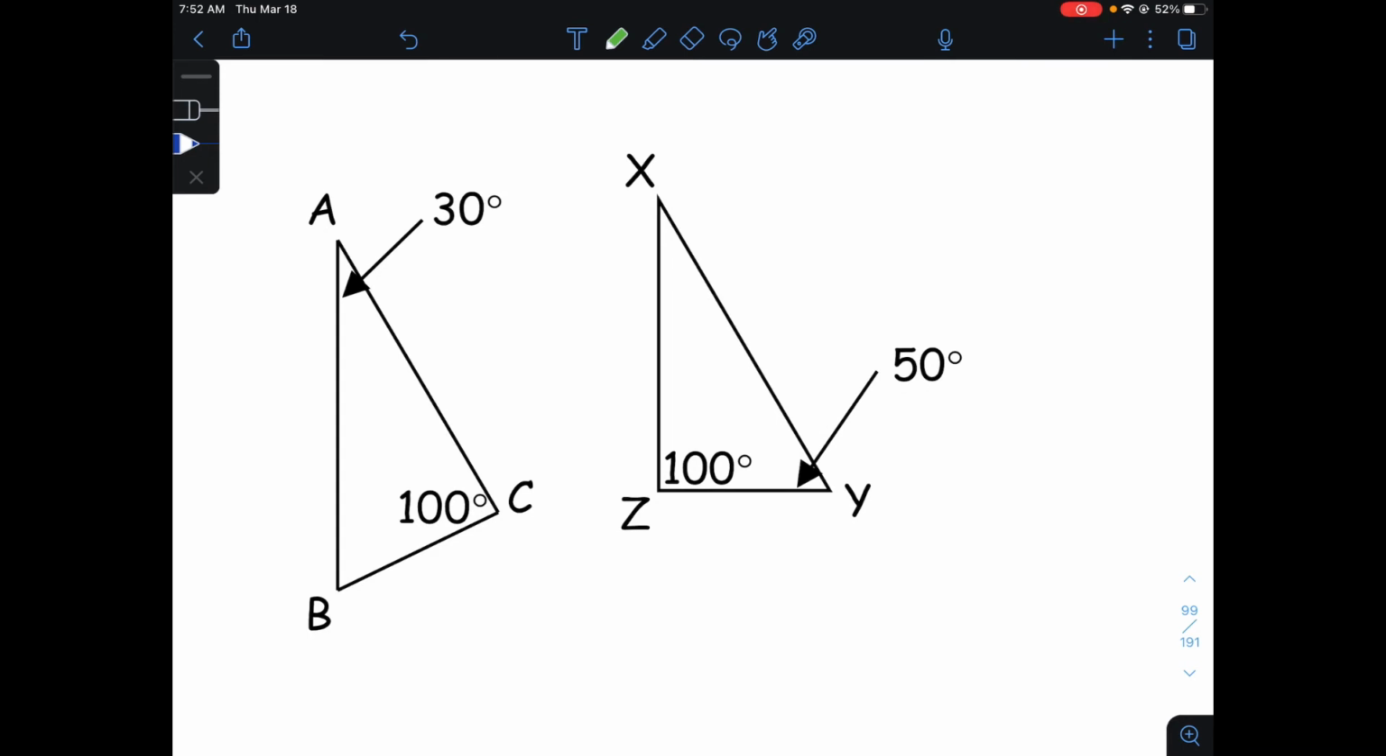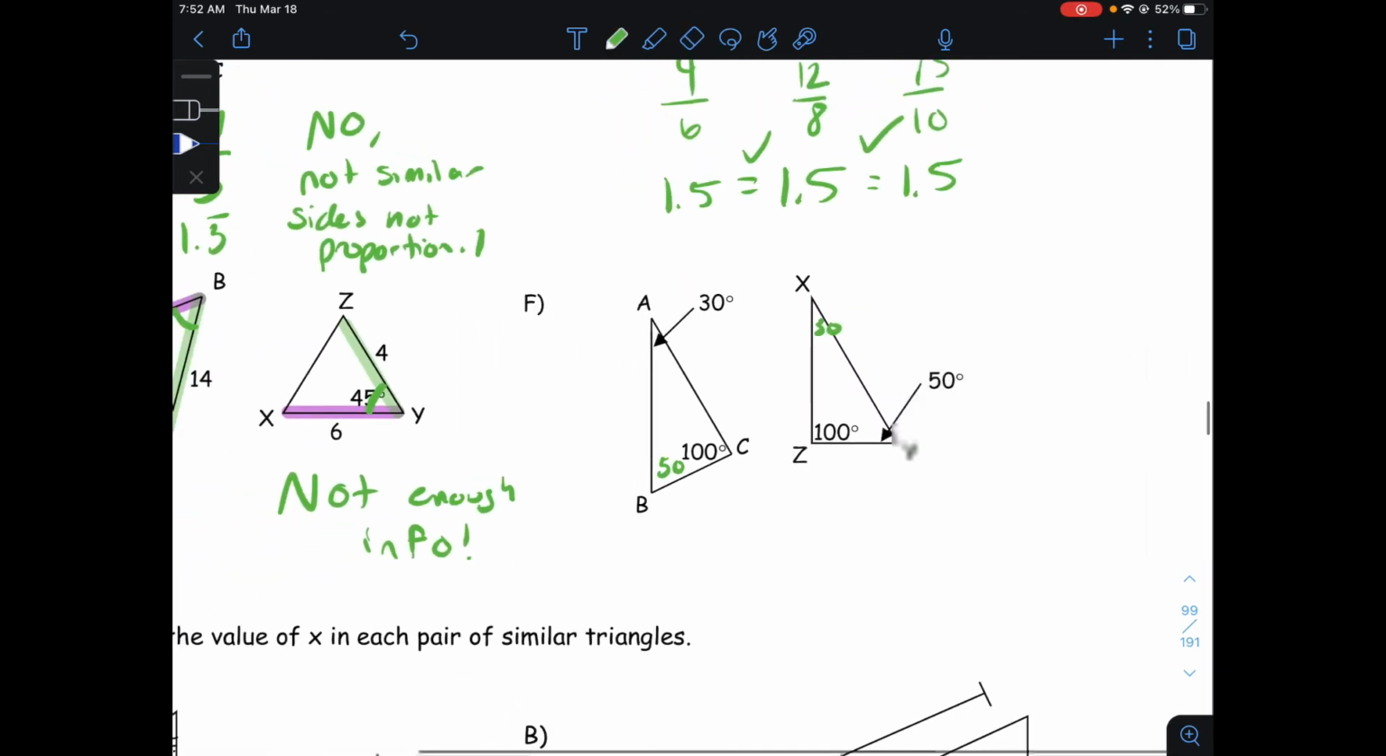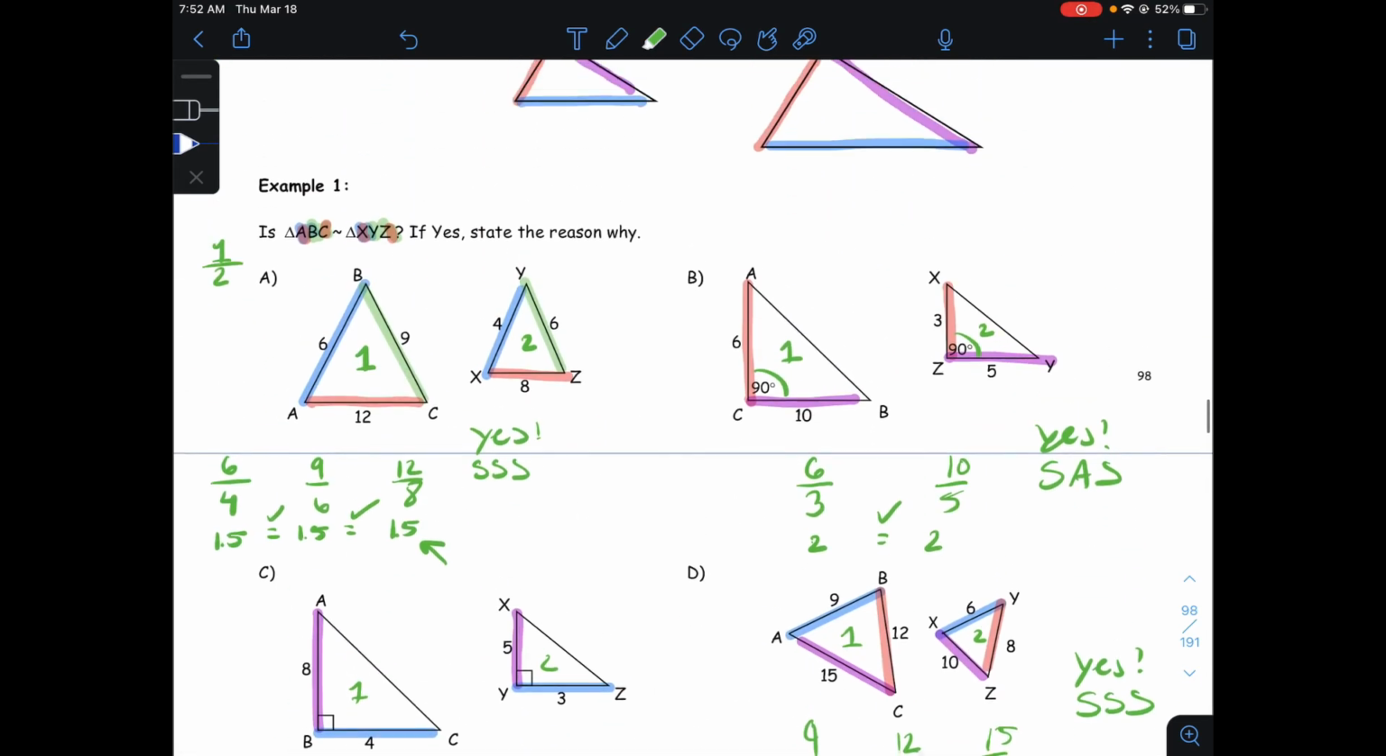So let's look at this ABC triangle, all right, and we've got 30 and 100. Well, we could figure out this missing angle, right? We could do 180 minus 30 minus 100, which is going to give us 50 here. And then we're going to do 180 minus 50 minus 100, which is going to give us 30. And if we look at the similarity statement, A is supposed to go with X. You can see they're both first.